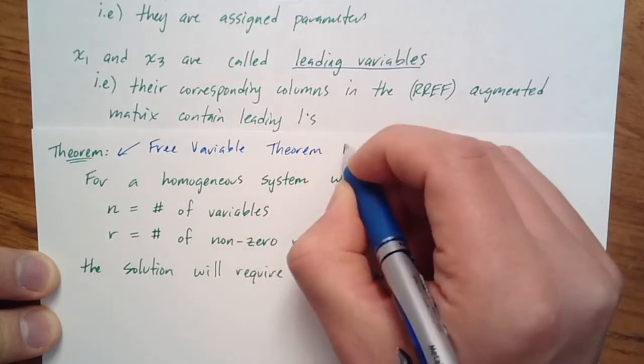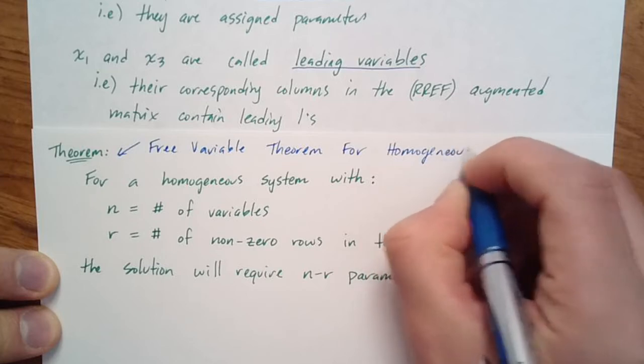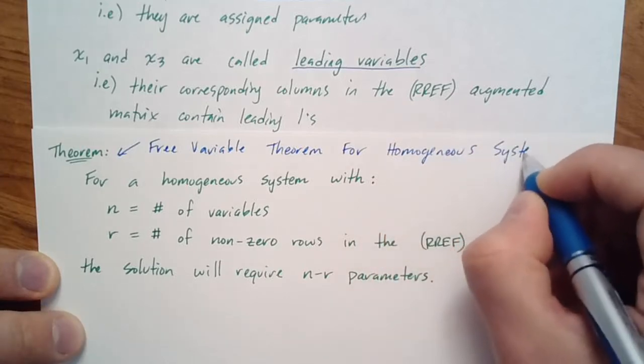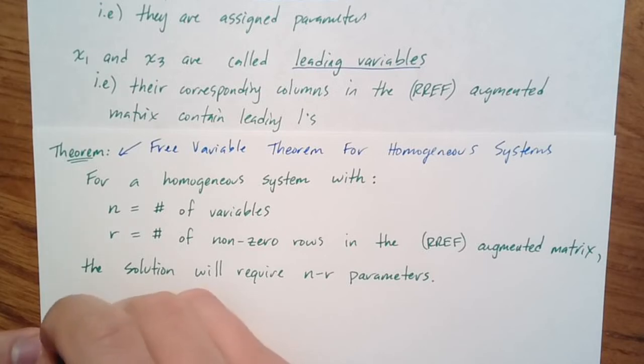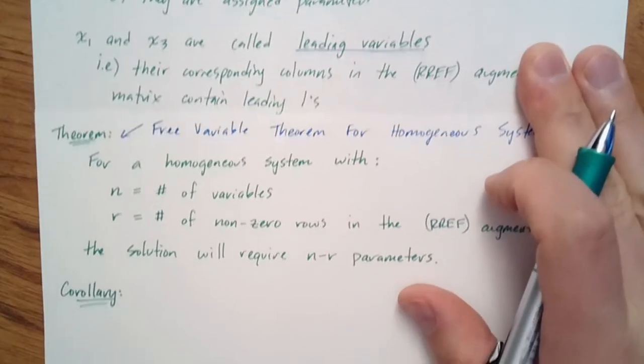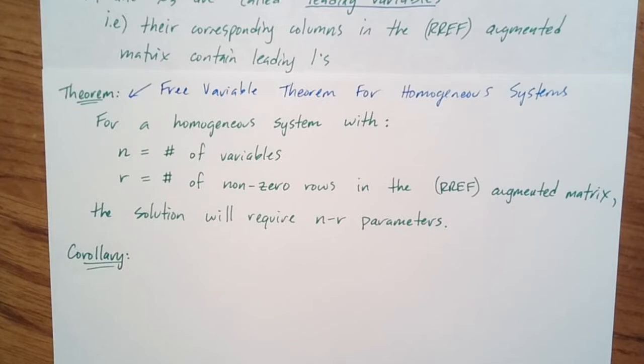For homogeneous systems. So that's the theorem. Now, one last thing I want to conclude with is a corollary. And a corollary in mathematics is just a consequence of a theorem. It's another name to say, hey, this is a really important consequence of a theorem.